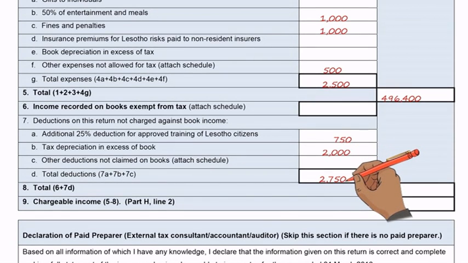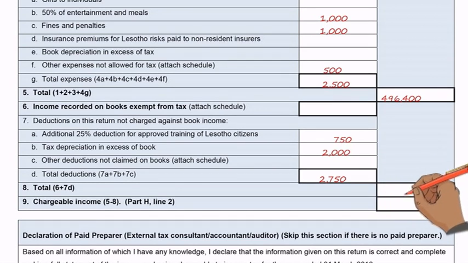8. Sum up 6 plus 7D to obtain the total. 9. To obtain chargeable income, subtract 5 from 8, Part H, line 2.